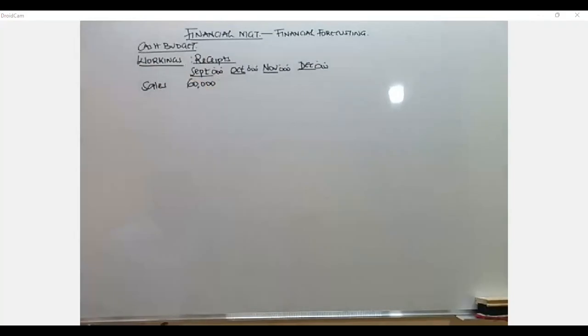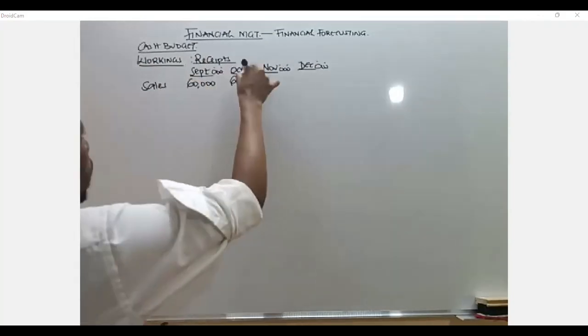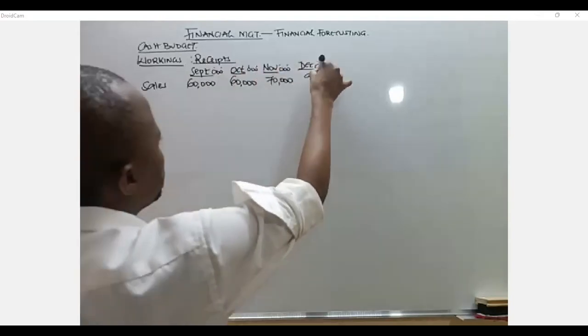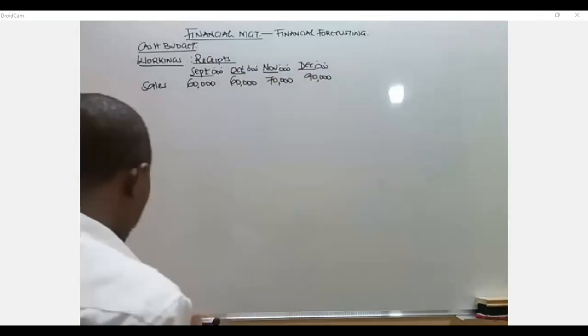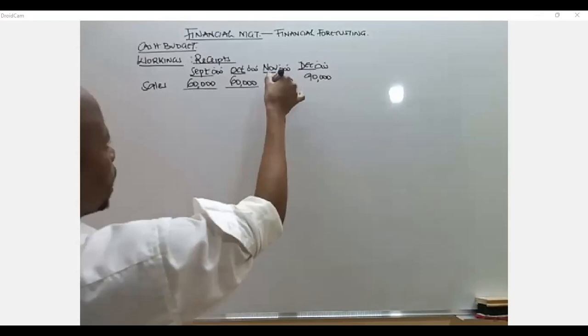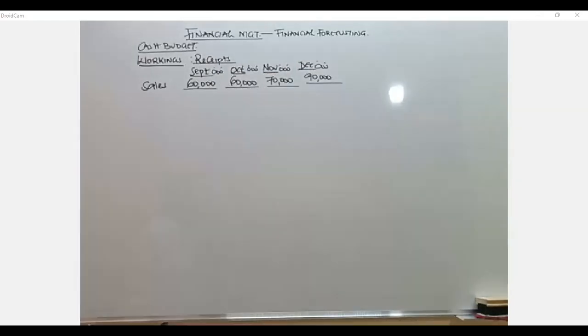The second one will be 60, the third one will be 70,000, then the last one will be 90,000. Remember, this is what you are going to be analyzing. So underline like this. This is what you just want to analyze. We've been told half of the debtors are expected to pay within the month. So that is equivalent to 50%.